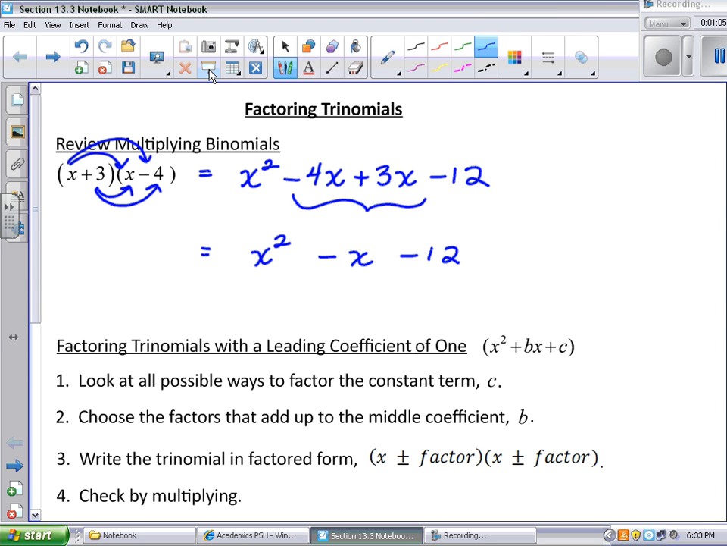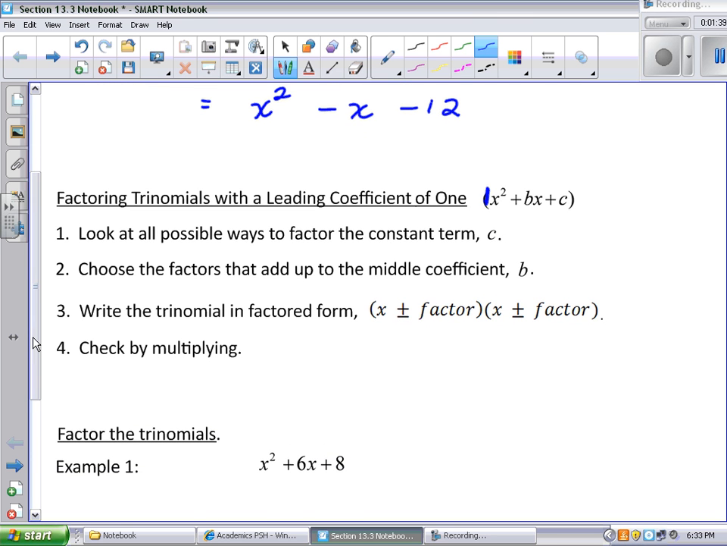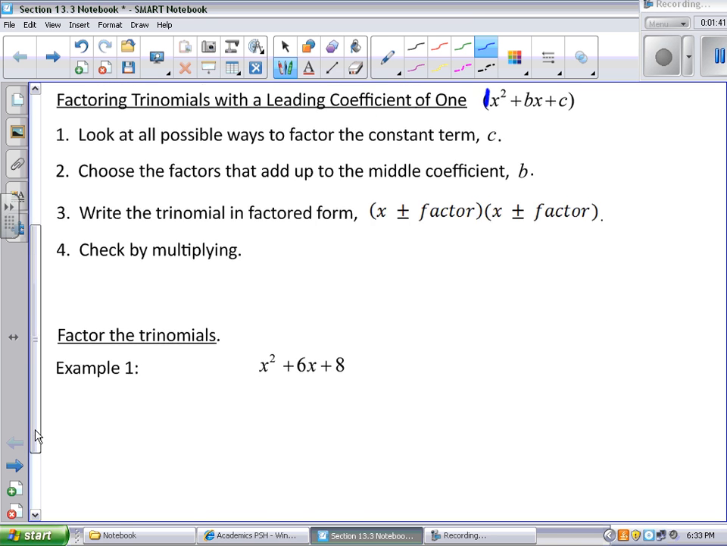If we want to factor trinomials with a leading coefficient of 1, in other words, it's just 1x squared plus bx plus c, we want to look at all possible ways to factor the constant term, c. Choose the factors that add up to the middle coefficient, b, and write the trinomial in factored form, x plus or minus a factor times x plus or minus a factor, and check by multiplying. So let's work through these steps doing some examples.